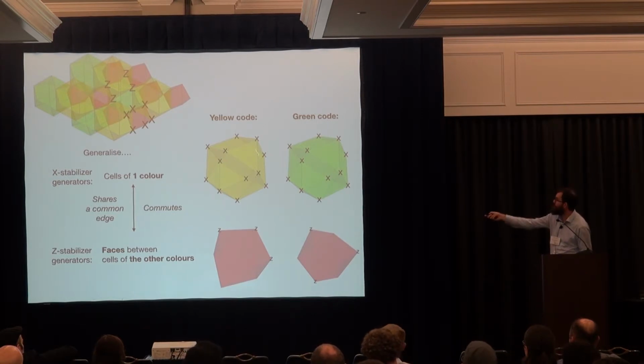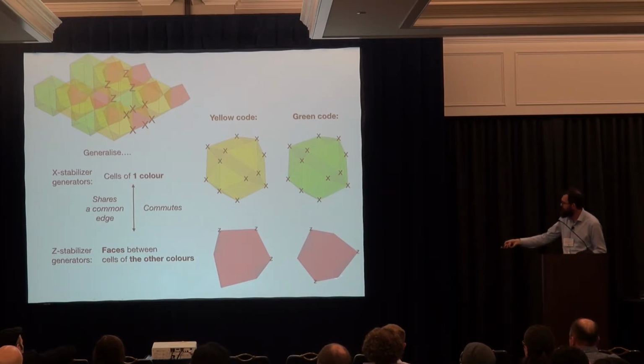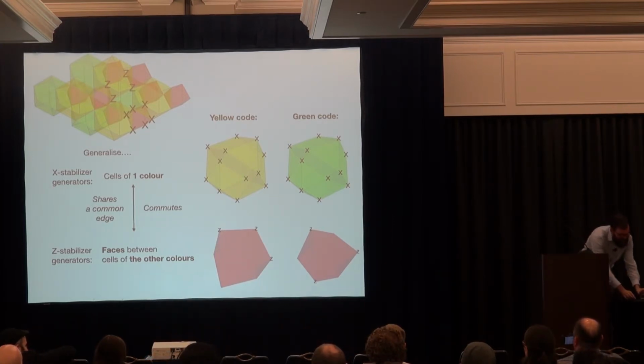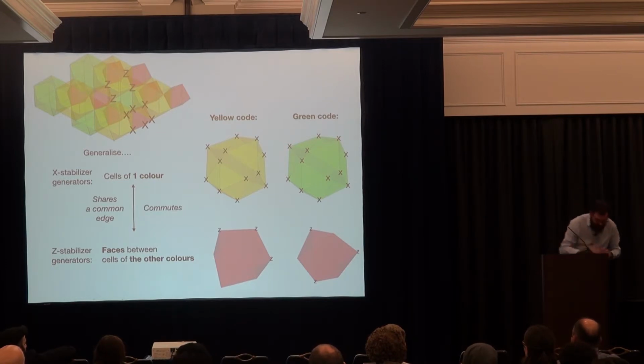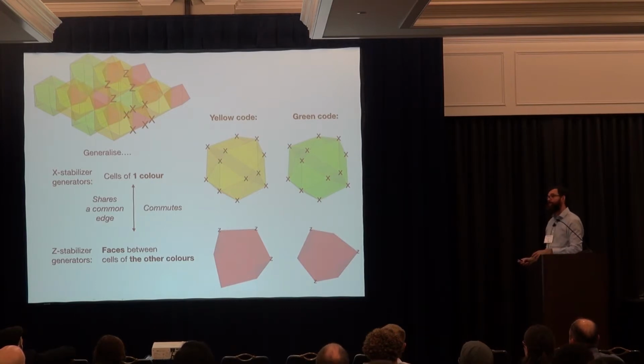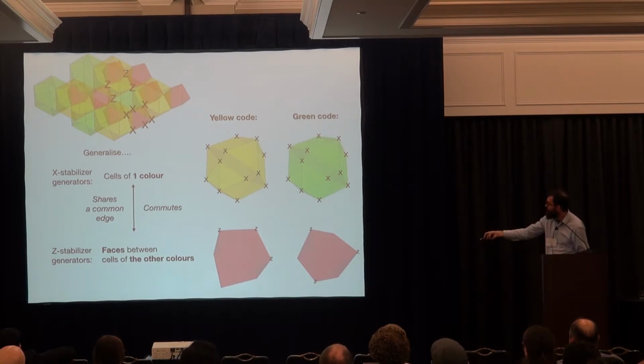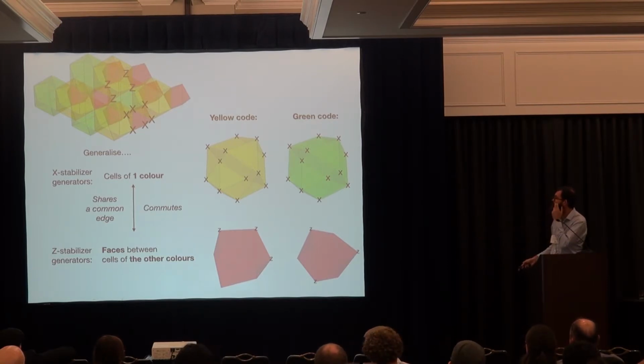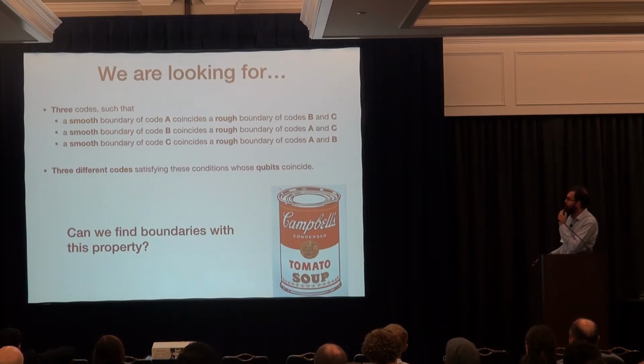We have 2 codes defined by our cube octahedra, and they have X stabilizer generators that look like this, and the Z stabilizer generators, it's hard to see here, but they're defined by triangular faces on the cube octahedra. And essentially half of the triangular faces on the octahedra are adjacent to yellow cube octahedra, and the other half are adjacent to green octahedra. So those are the sets that are used in each of the 2 codes. So now that's very promising. We've got 3 codes. Can we get their boundaries to satisfy this?